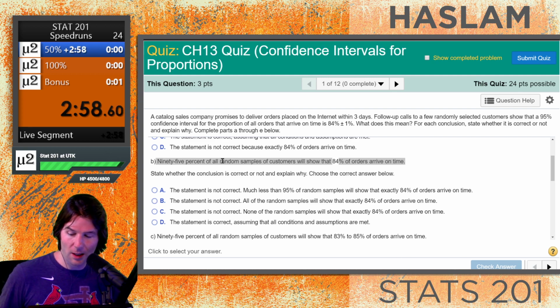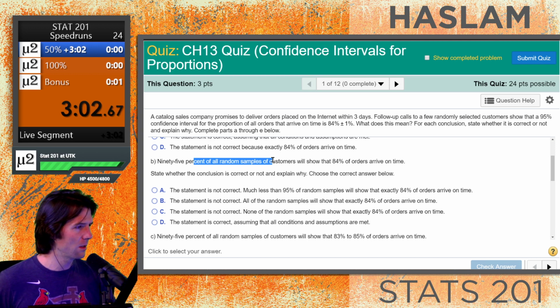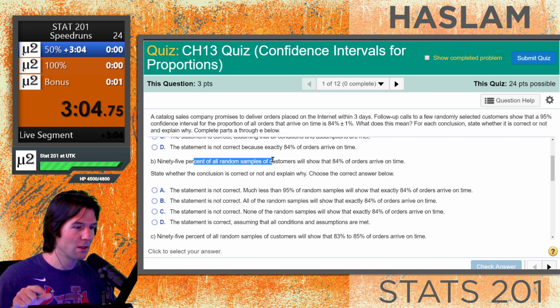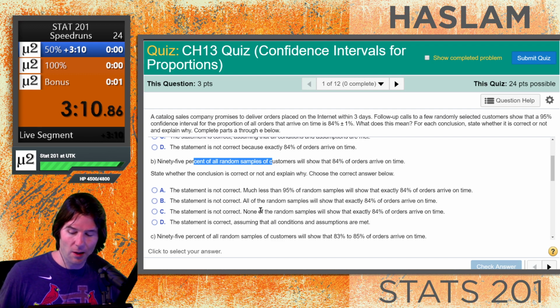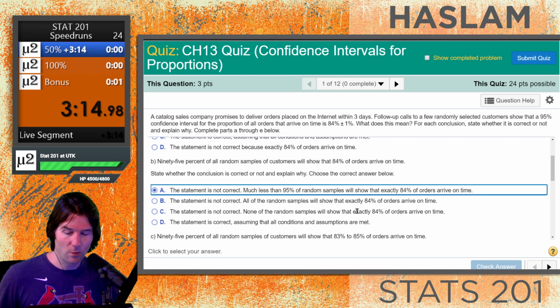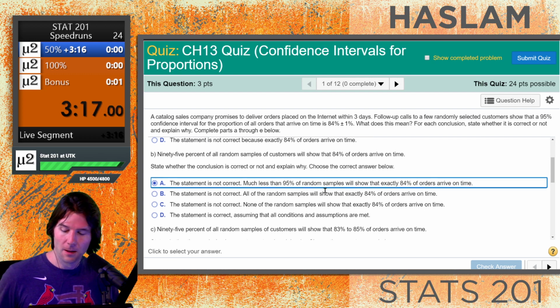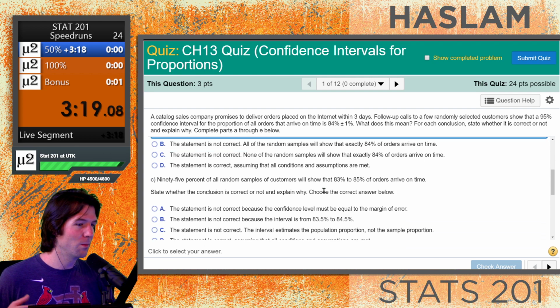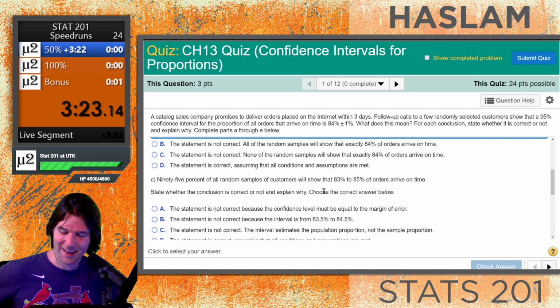So this one right here is saying 95% of random samples. That's not what we do with confidence intervals. We don't do that. So we would say I'm 95% confident the population proportion is contained in the interval. So this is not correct. One of my least favorite ones because it's much less than that would be it. Don't worry, it's wrong for multiple reasons. It's wrong in so many ways.